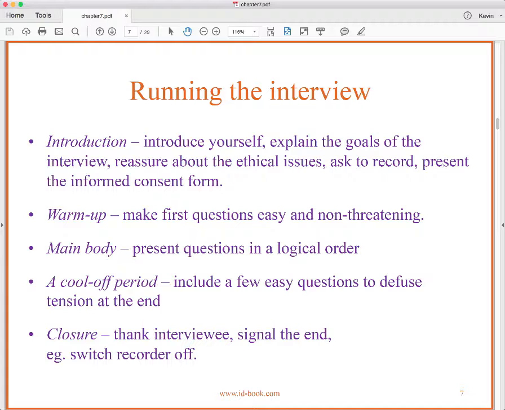When we get through with the main body, this is a good opportunity to ask a few easy questions to diffuse any tension at the end, and just to ramp the pace down. And then, of course, in closure, thank the interviewee, signal that it's the end, switch off the recorder, and set expectations for the future.